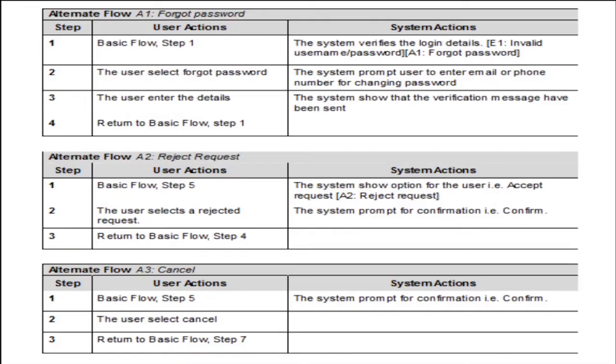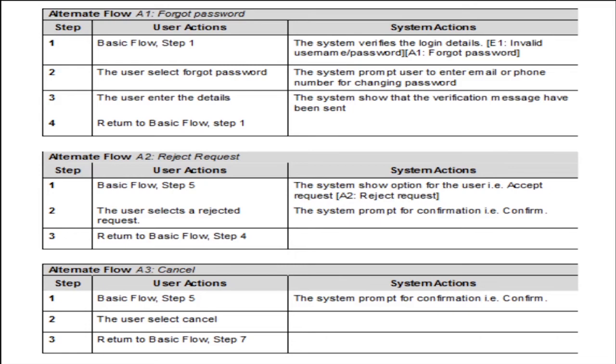So this is the alternate flow, and one is about forgot password. This happens in basic flow step 1. The system verifies the login details: invalid username and password, or forgot password. The user selects forgot password. The system prompts the user to enter email or phone number for changing password. The user enters the details. The system shows that the verification message has been sent. Then return to basic flow step 1 for a new login.